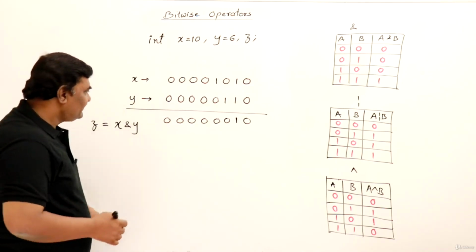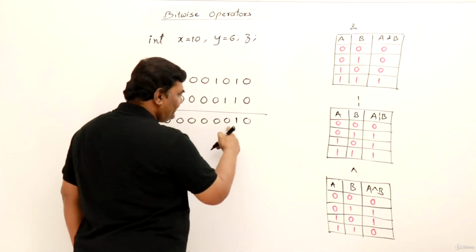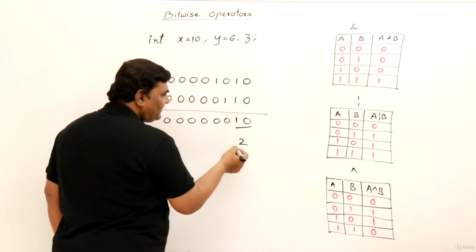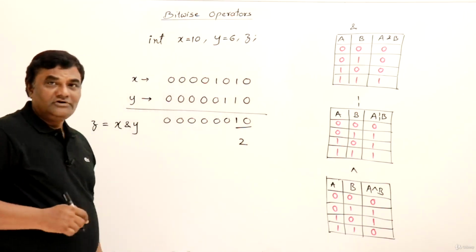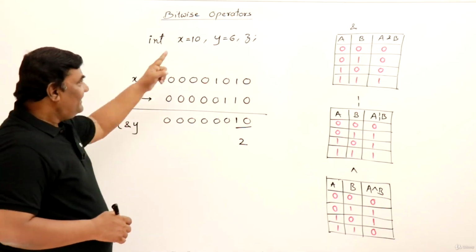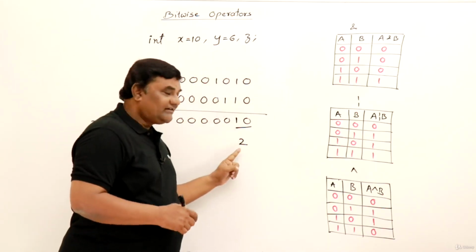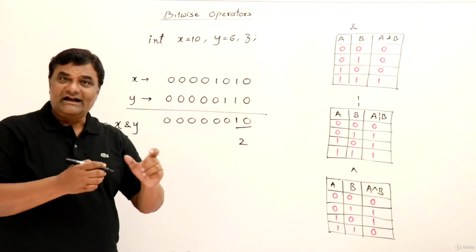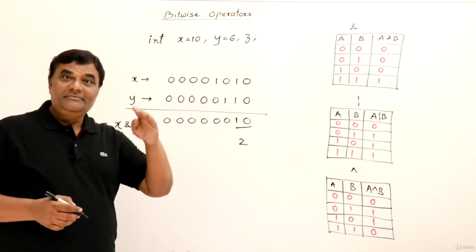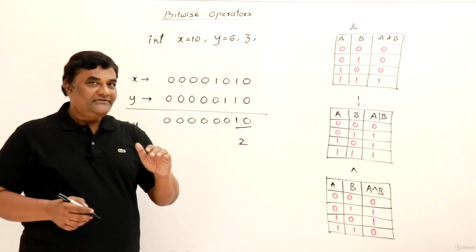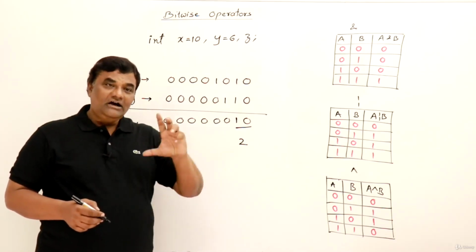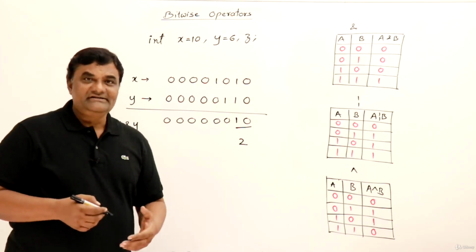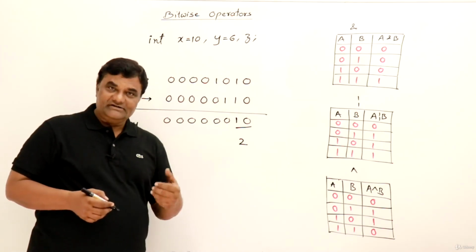So if you look at these bits, all of them are 0, so only this part is a number. What is this? 2. The result is 2, the binary form of 2. So if you perform ANDing on 10 and 6, the result is 2. This is not arithmetic. We are not adding, we are not subtracting, we are performing ANDing. So you should be familiar with the bits of that data and how the operation is performed. If you can figure it out quickly, you can easily utilize these bitwise operations to develop your logic.